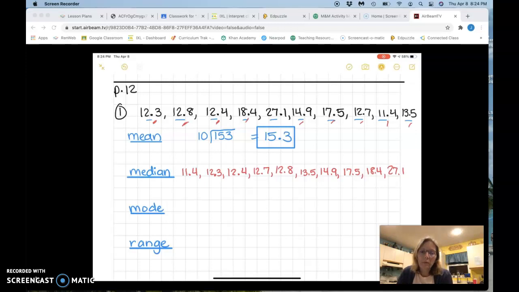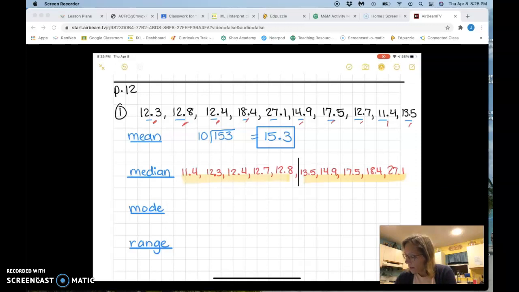Okay, so now that they're in order from least to greatest, I have to find the middle number. Well, there's 10 numbers. So technically, the middle would be 5 on this side and 5 on the other side. So 1, 2, 3, 4, 5, and 1, 2, 3, 4, 5. So this time, a number did not fall in the middle position. Because it's an even number of data, I have a number on each side of the middle. When that happens, I'm going to take the mean or the average of those two middle numbers.